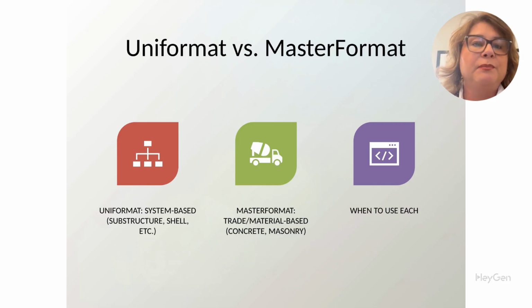This slide gives a quick comparison between Uniformat and Master Format, two classification systems we use throughout the design and estimating process. Uniformat organizes costs and scope based on building systems like substructure, shell, interiors, and services. Master Format organizes information by trades or materials, things like concrete, masonry, mechanical, or electrical. Each has its place. The key is knowing when to use which one, depending on the level of design detail and the type of communication you're having, whether it's internal to the estimating team or external with the owner or architect.